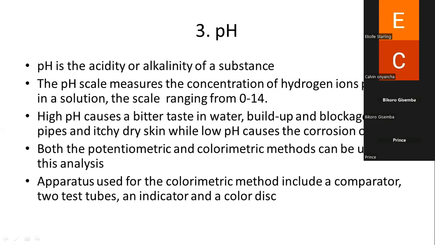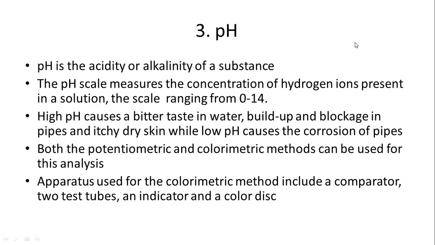Both the potentiometric and colorimetric methods can be used for this analysis. The colorimetric method is the one that uses the comparator, the one that I just showed you before. Apparatus used for the colorimetric method is the same one as the one used for color. So we'll start with that one. So the procedure for that is as follows.